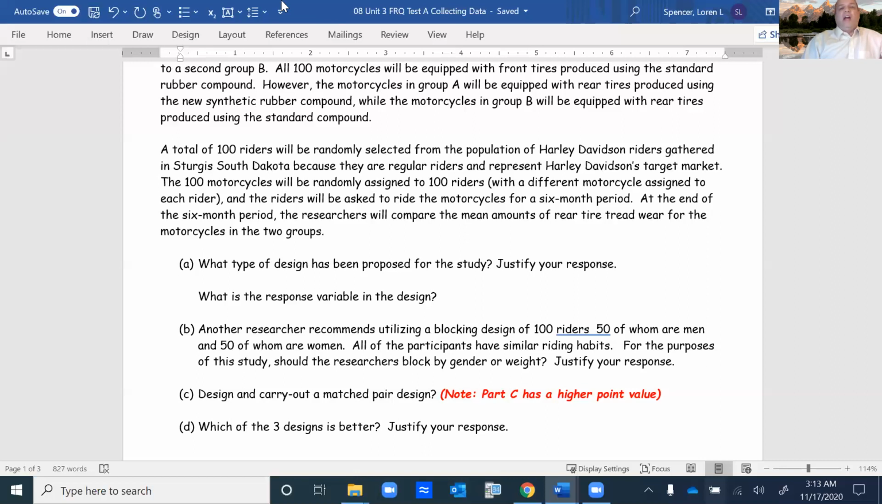Okay, next thing it asks for is the response variable, and the response variable in this case was rear tire wear. The other thing I want to mention while I'm here is they have 100 riders, and 50 will be assigned to synthetic A, and 50 will be randomly assigned to synthetic B. Those 50 represent replication. And the reason we use replication is so that we can make sure that we can generalize. If we only choose one person, that one person might have special traits. So by including multiple, we're able to generalize over the variation of several different people types.